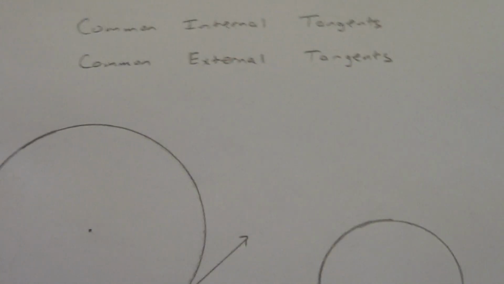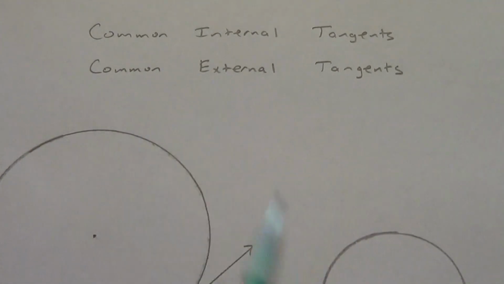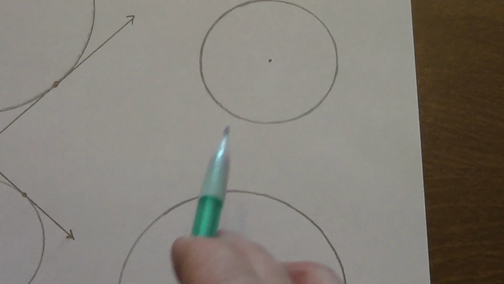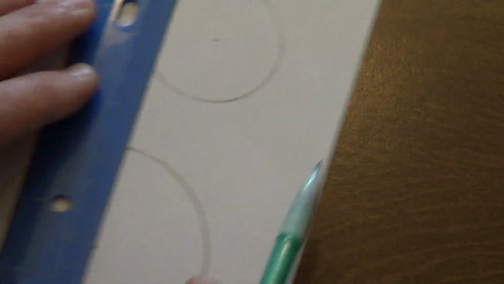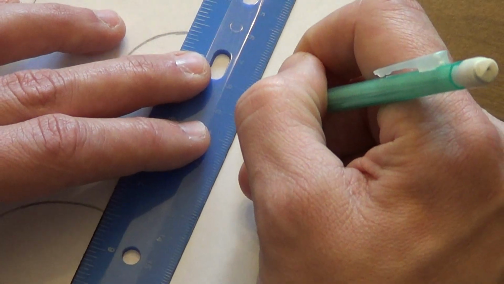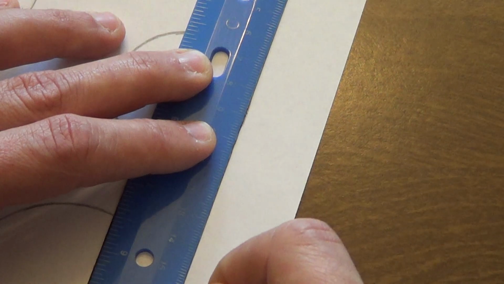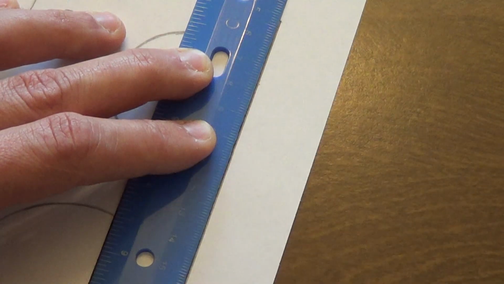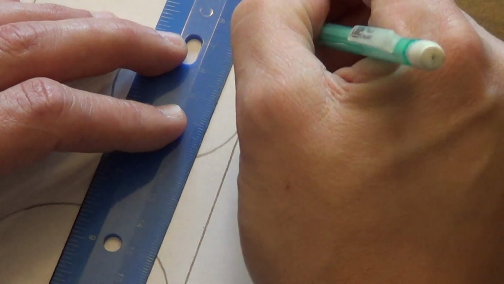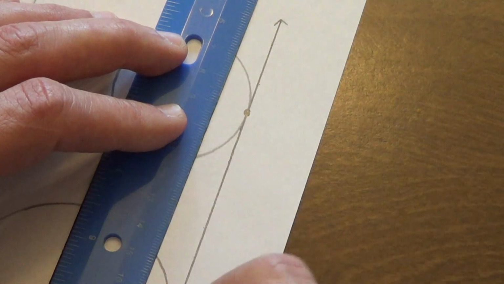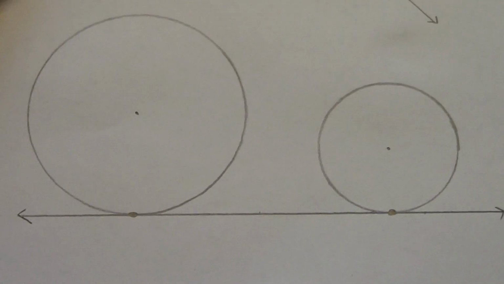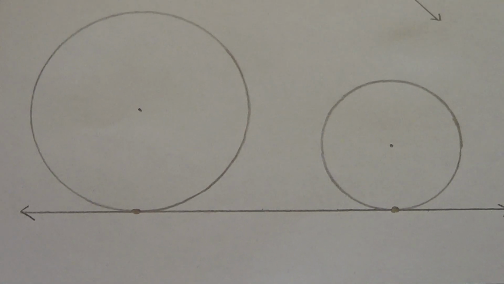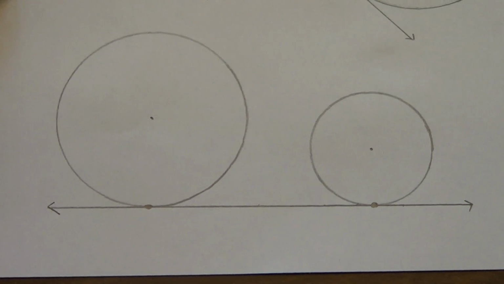All right, what about common external tangents? Well, external is obviously going to go outside. What do you mean by outside? Well, this is that inside space between the circles. It's not going to go through here, in other words. So it's going to look more something like this. That's more what a common external tangent would look like. Let me zoom out just a tiny bit. That's a common external tangent.